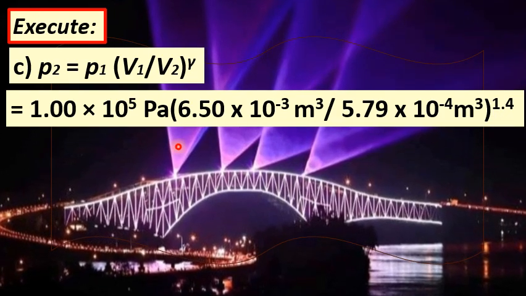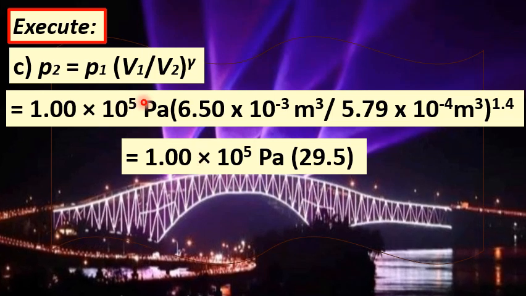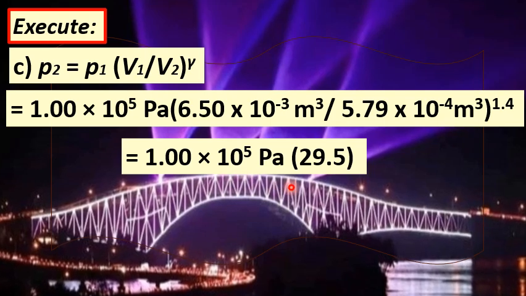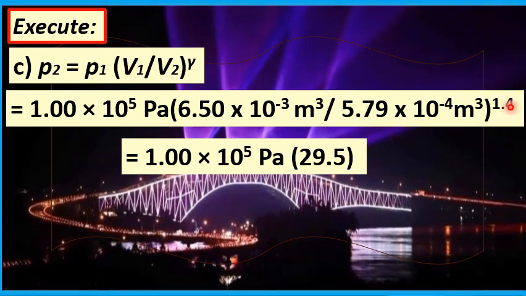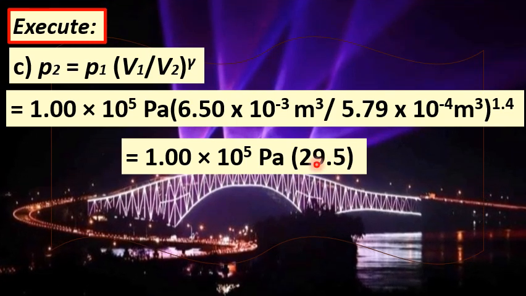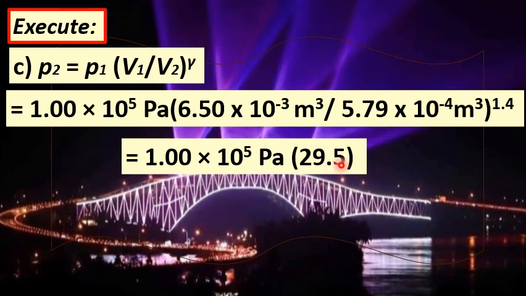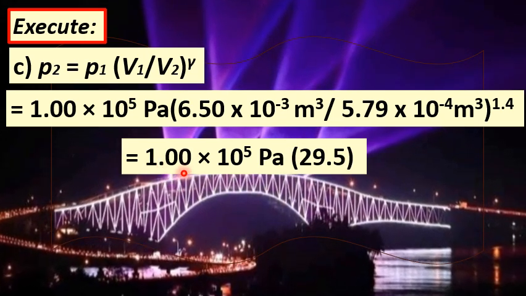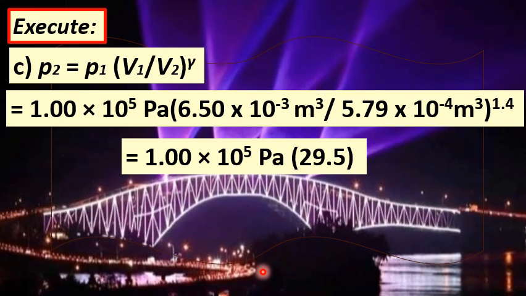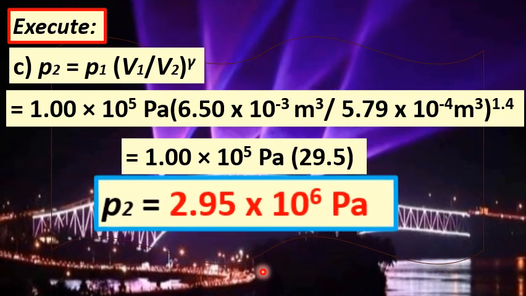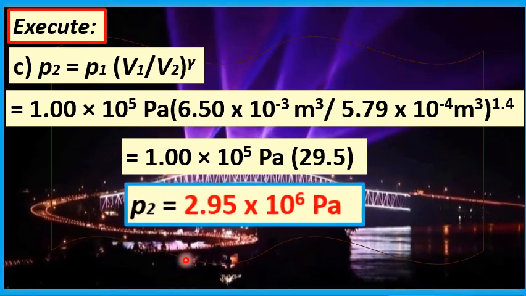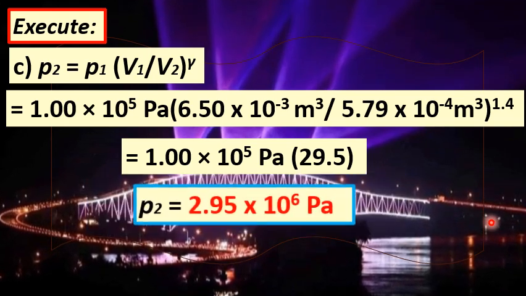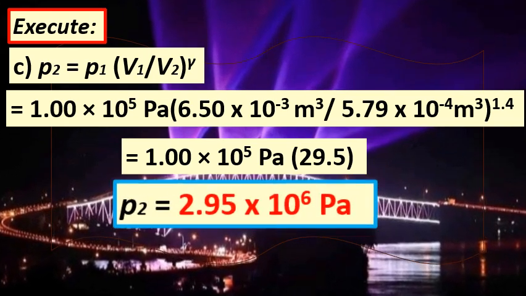So doing our math, we first get the value of the ratio V sub 1 over V sub 2, and then raised to the power 1.4. And that number will be equal to 29.5. So we multiply that by P sub 1, 1.00 times 10 to the fifth power Pascal. So we get the final pressure P sub 2 equals 2.95 times 10 to the 6th power Pascal in three significant figures as well.